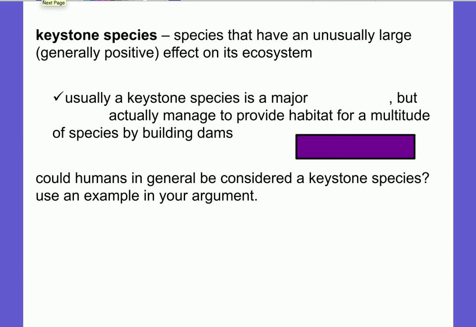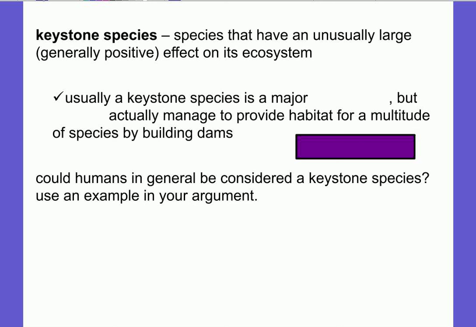And then it also talks about keystone species. A keystone species is any species that has an unusually large effect on its ecosystem. It does say generally positive there because usually that's what we're referring to when we're talking about a keystone species. Talking about one that if you removed it, it would be devastating to its ecosystem. Whereas some keystone species have negative effects on their ecosystems, and since they do have a major effect, it still counts as being a keystone species. It's just usually we talk about this in a positive context.